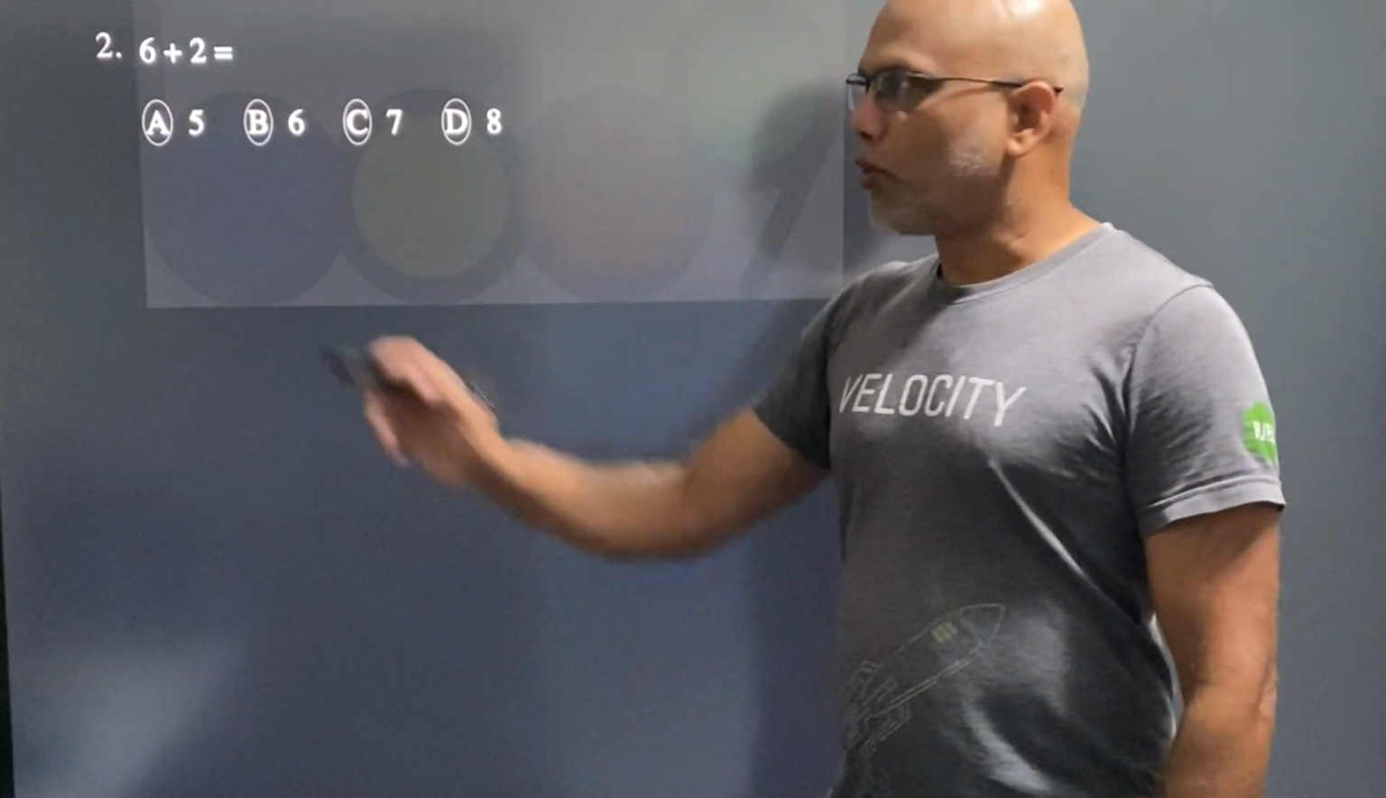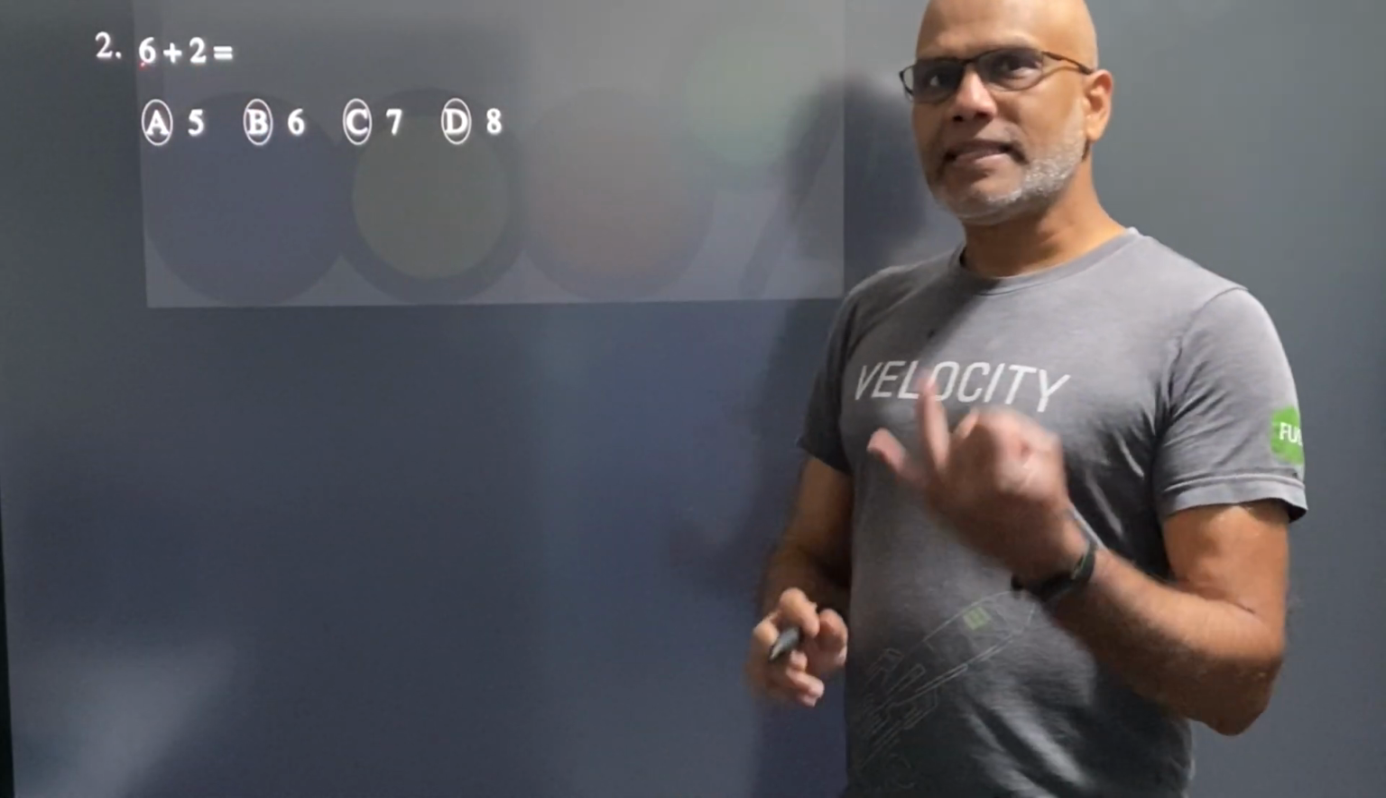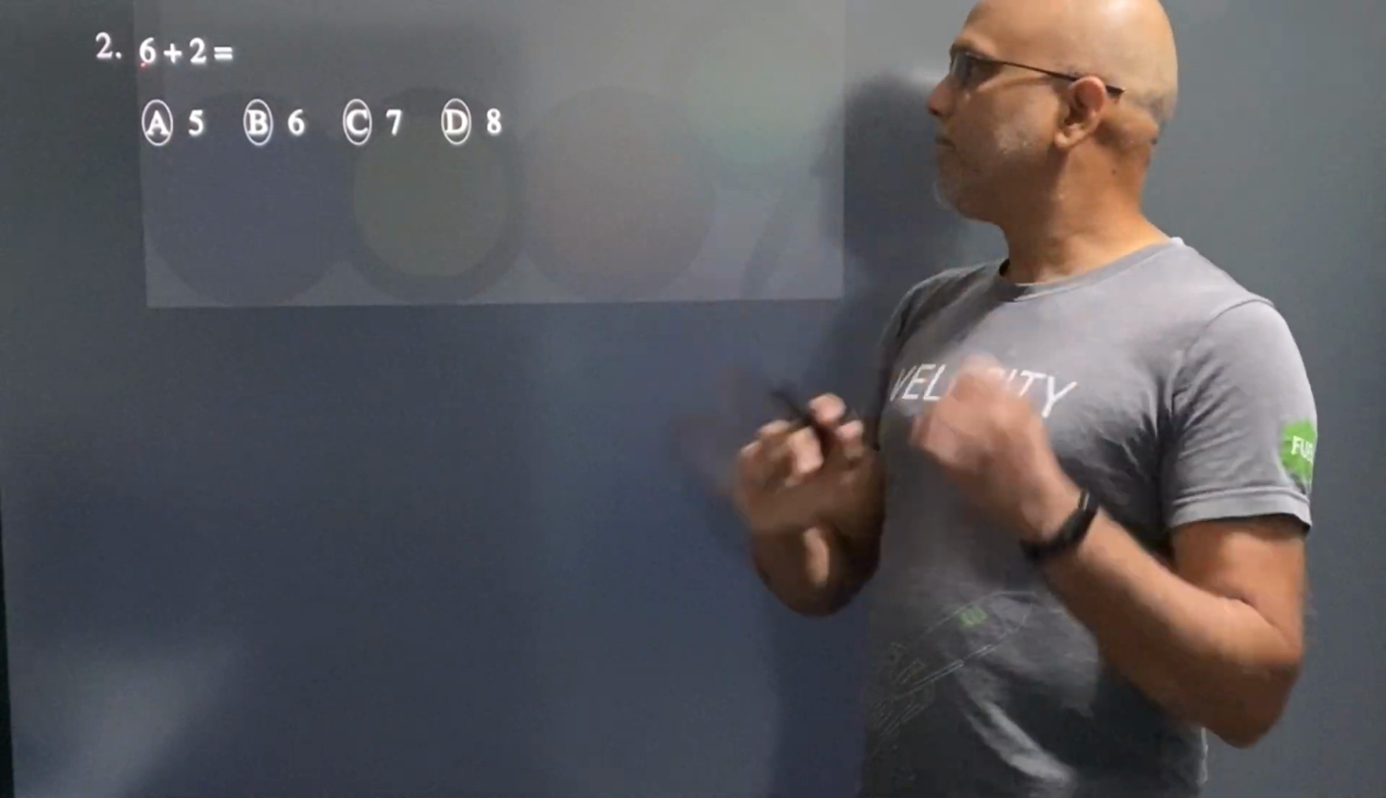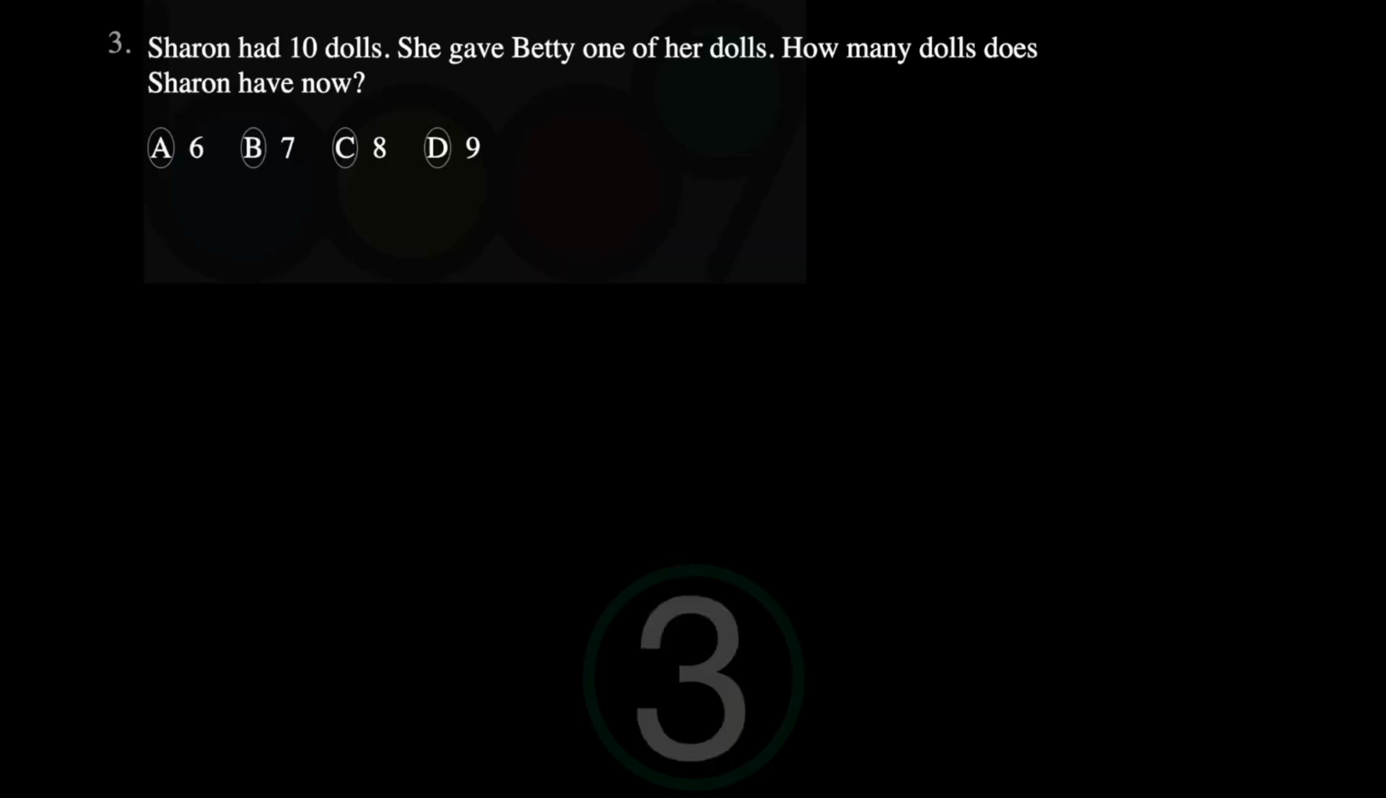6 plus 2. So we start counting from the bigger number, 6, and then 2 more, 7 and 8. D is the correct choice.